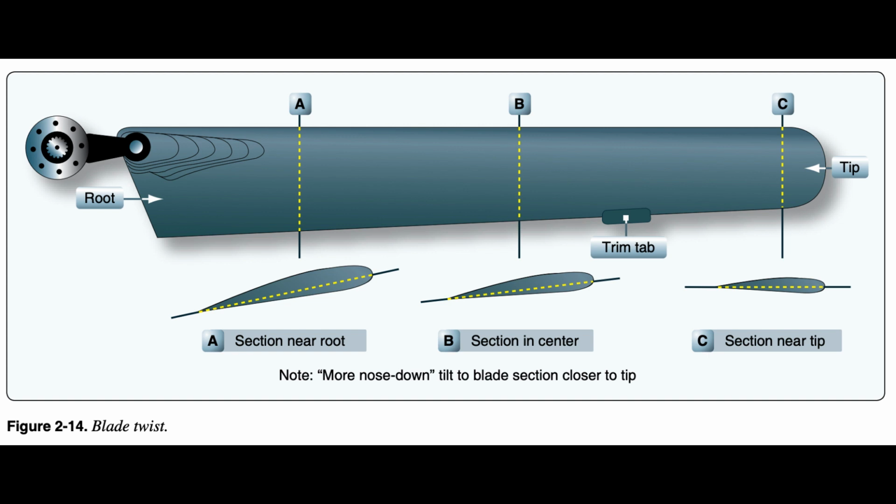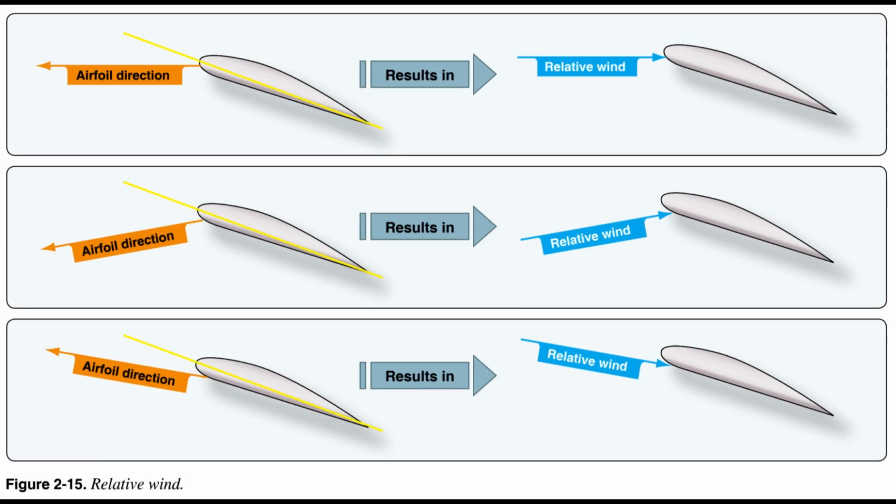Airflow and reactions in the rotor disc. Relative wind. Knowledge of relative wind is essential for an understanding of aerodynamics and its practical flight application for the pilot. Relative wind is airflow relative to an airfoil. Movement of an airfoil through the air creates relative wind. Relative wind moves in a direction parallel to but opposite of the movement of the airfoil. Figure 2.15.